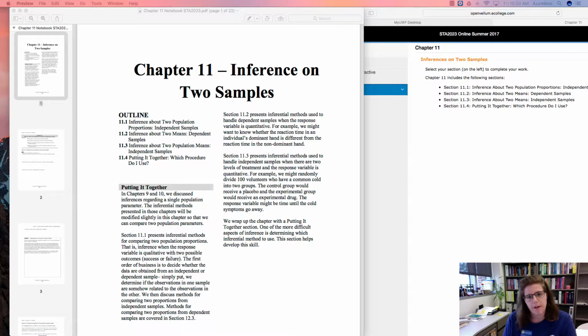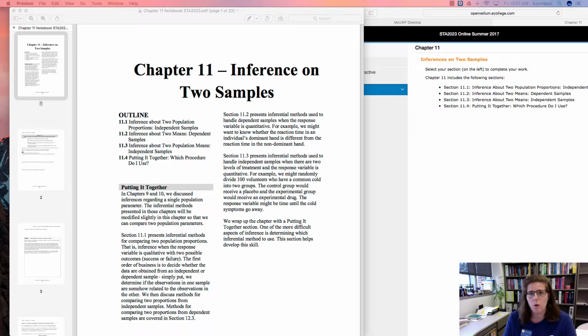This is Chapter 11, and I want to talk briefly about what you should expect for Chapter 11 before you get started. Chapter 11 is split into 4 sections. You have spent Chapter 9 learning how to construct a confidence interval, and Chapter 10 learning how to do a hypothesis test. Both of those chapters are based on a single sample.